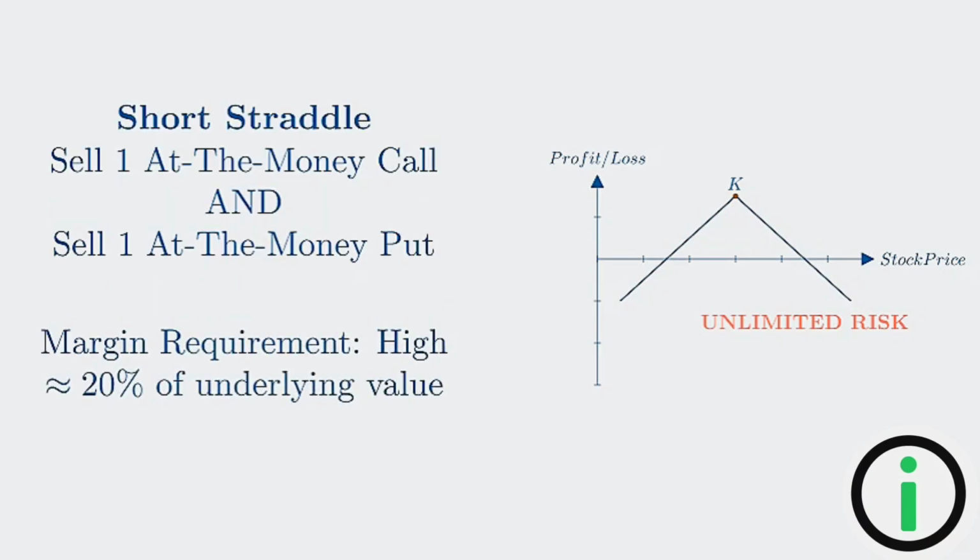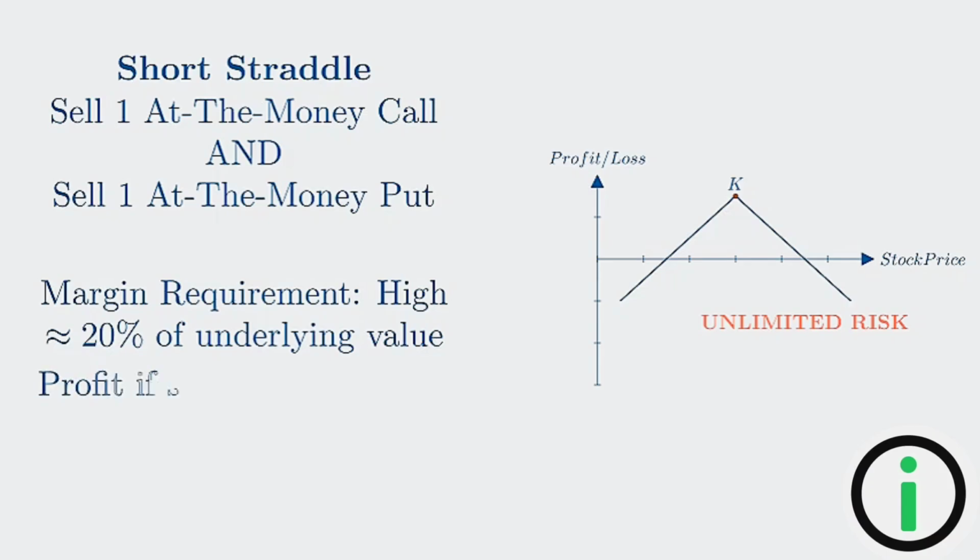Because you have two naked legs, the margin is substantial. It is often 20% of underlying value minus out-of-the-money amount. You win if the stock stays within a narrow range, but the moment it breaks out, the unlimited risk warning becomes a reality.